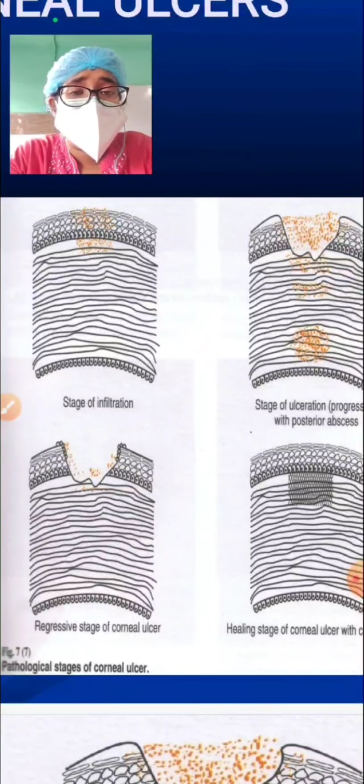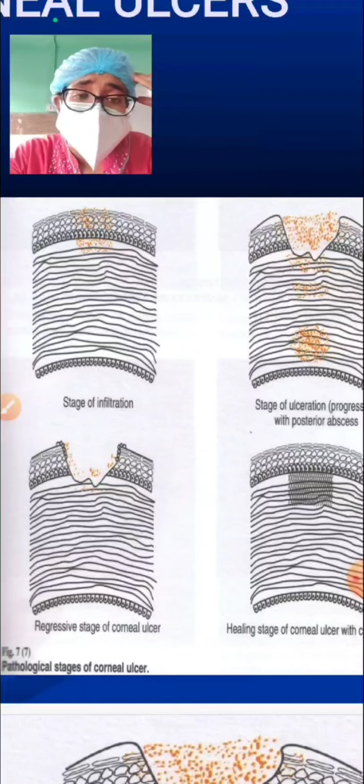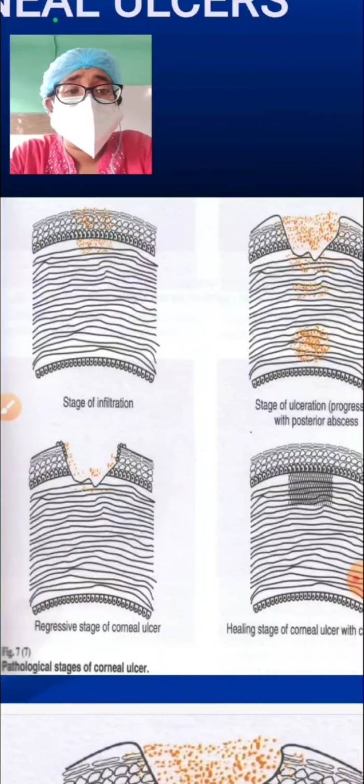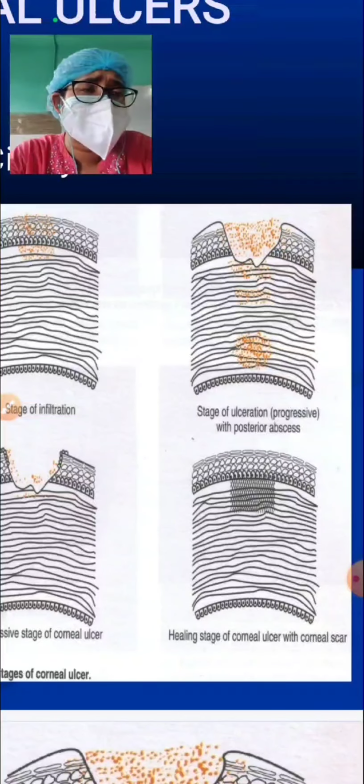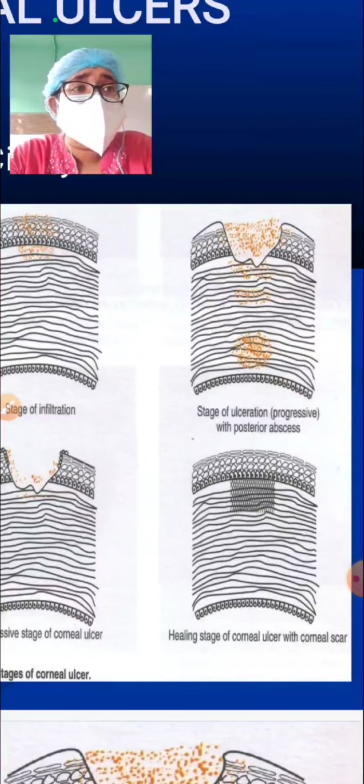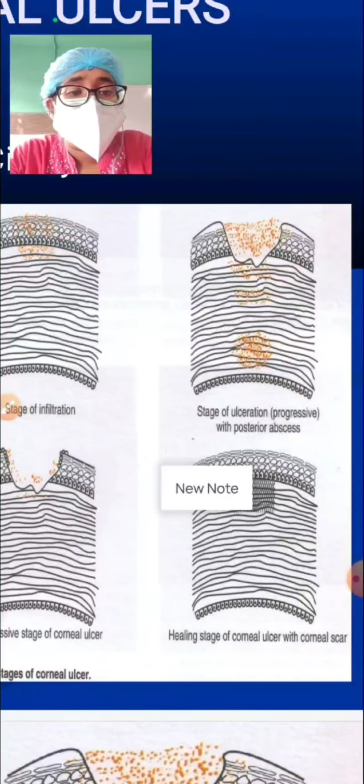of the lymphocytes into the cornea. Then comes the stage of ulceration, where there is denudation of the epithelium, along with denudation of either the superficial or superior part of the stroma, and sloughing out. This is called the stage of ulceration.